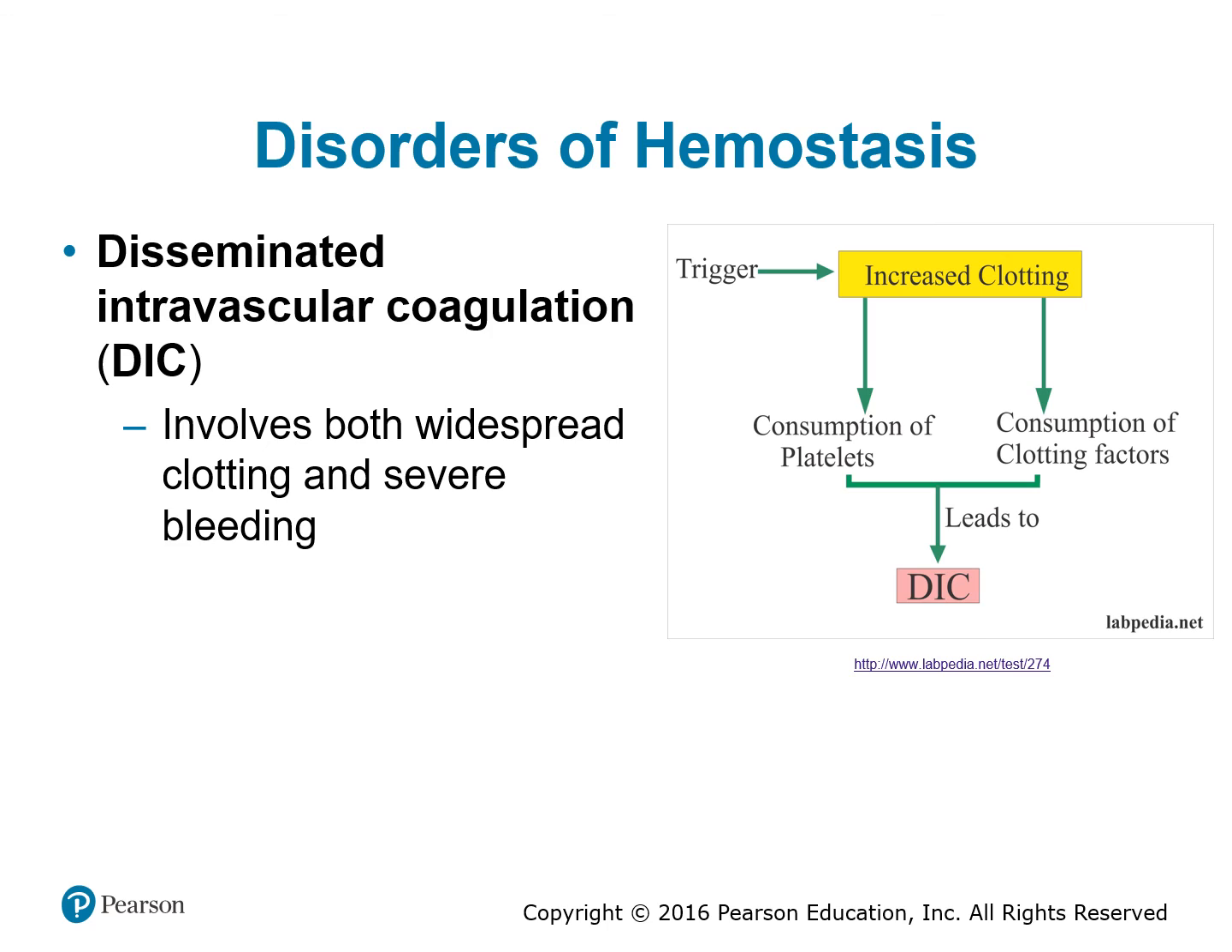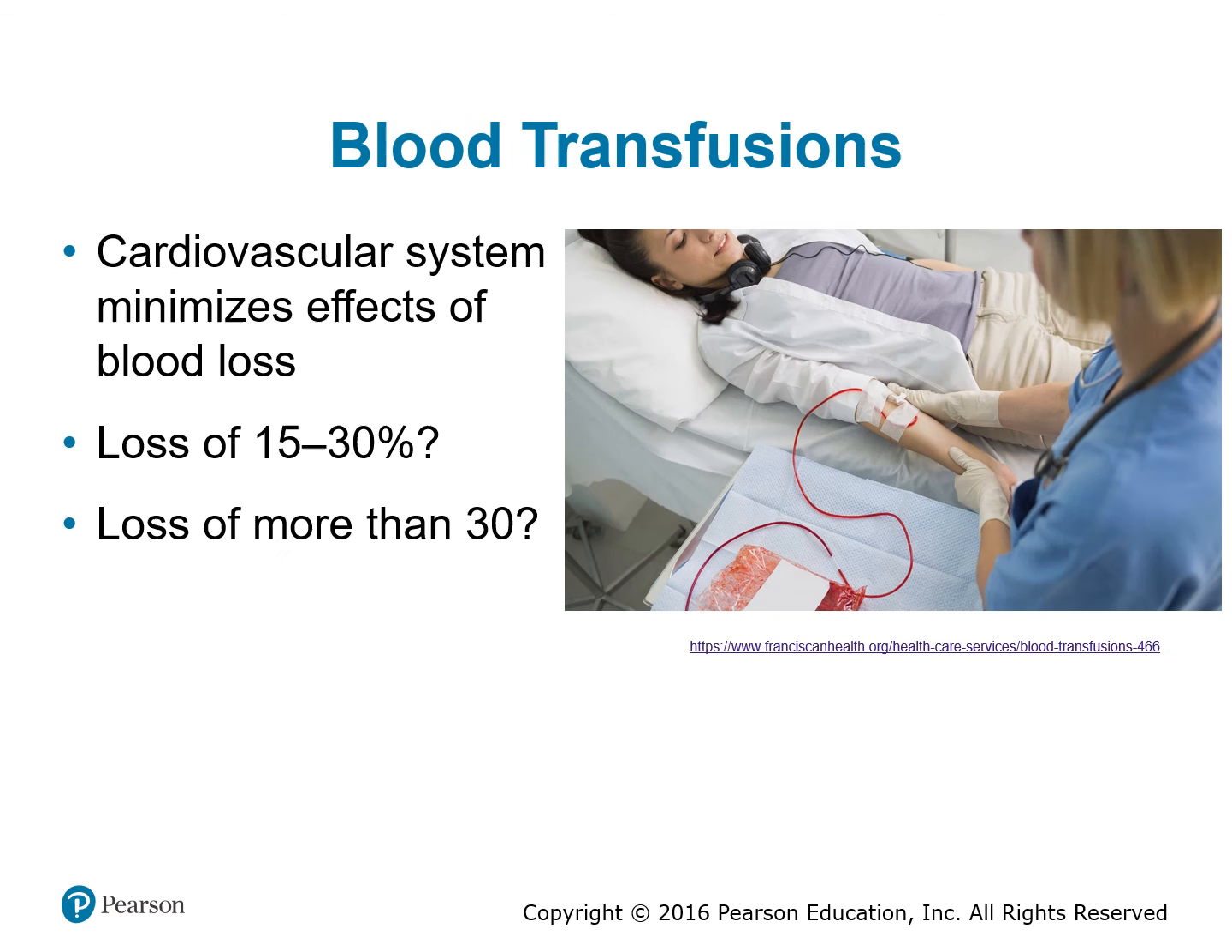Disseminated intravascular coagulation, or DIC, involves both widespread clotting and severe bleeding. The widespread clotting occurs in intact blood vessels, which blocks blood flow. And the severe bleeding follows because the residual blood is unable to clot because clotting factors are continuously being depleted. And DIC can occur in septicemia, incompatible blood transfusions, or can arise from any complications in pregnancy.